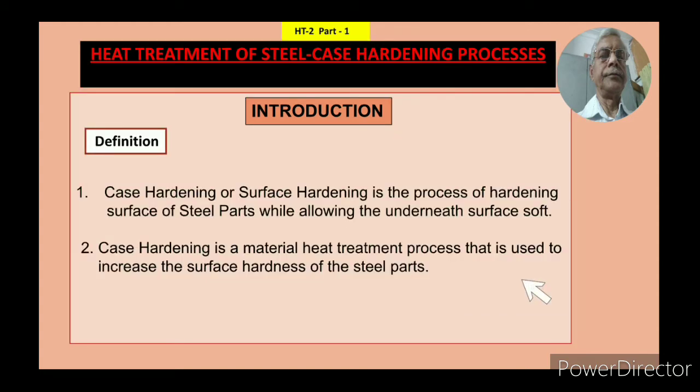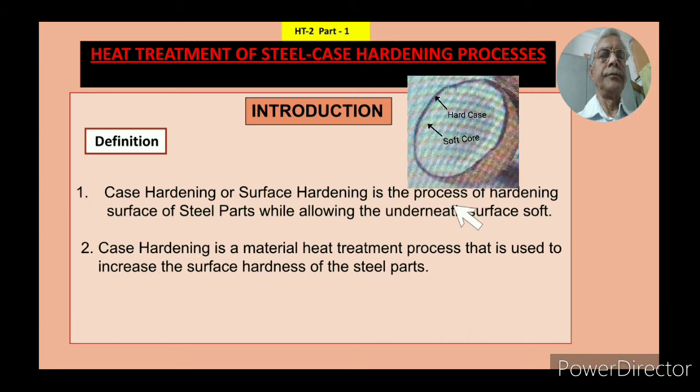Let's move further. First of all, what is the definition? The definition of case hardening is: case hardening or surface hardening treatment is the process of hardening the surface of steel parts while allowing the underneath to remain soft. It means that it's a heat treatment process or surface hardening process wherein the surface gets hard but the core will remain soft.